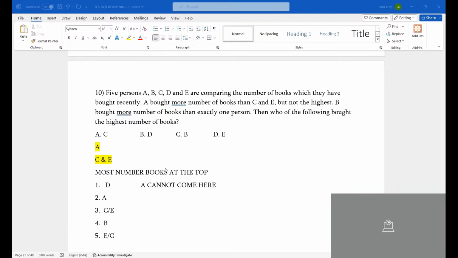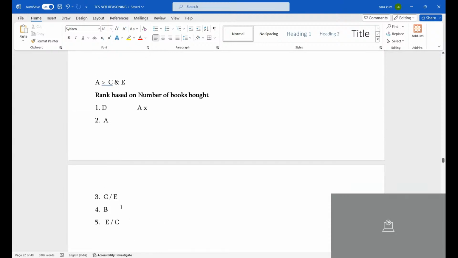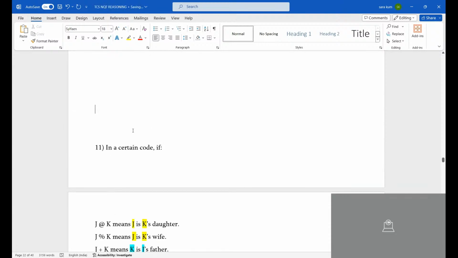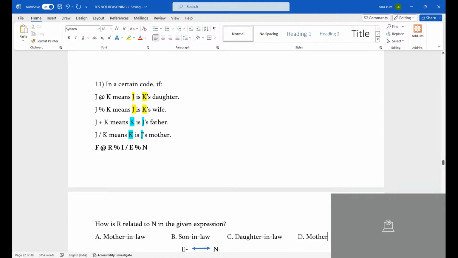If it makes sense, we move on to the next question. Right, so let's look at the next question, guys. You can see D is the first person. We have another blood relation question, which we are going to solve now.